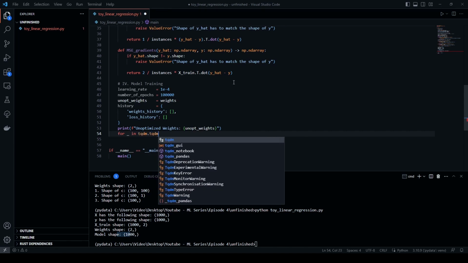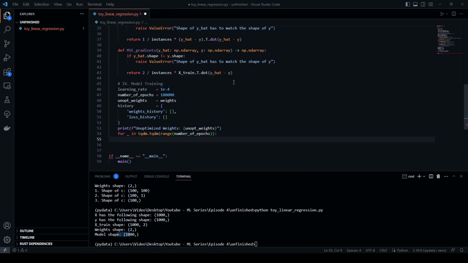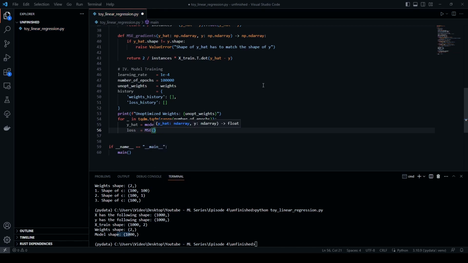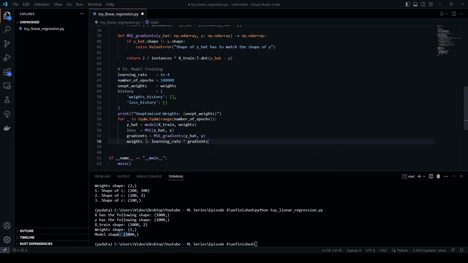And then we can start the training loop. We iterate and use TQDM for the progress bar, but remember you don't need it. And then we range over the number of epochs. The first step when we are training our model is to compute the model prediction, so y hat. And y hat is just the model where we have to pass x train and the weights. Then we can calculate the loss. The loss is given by the mean squared error, y hat and y. And we also need the gradients in order to update our weights. The gradient is the MSE gradients, y hat and y. That's all we have to pass, and then we can use gradient descent in order to update our weights with the learning rate and the gradients.